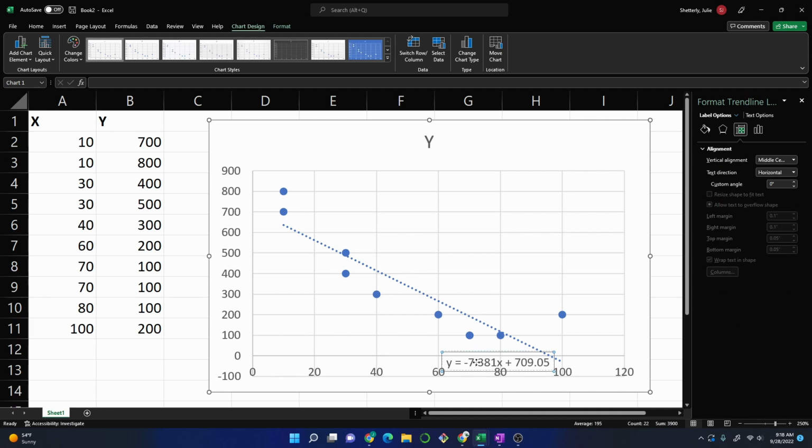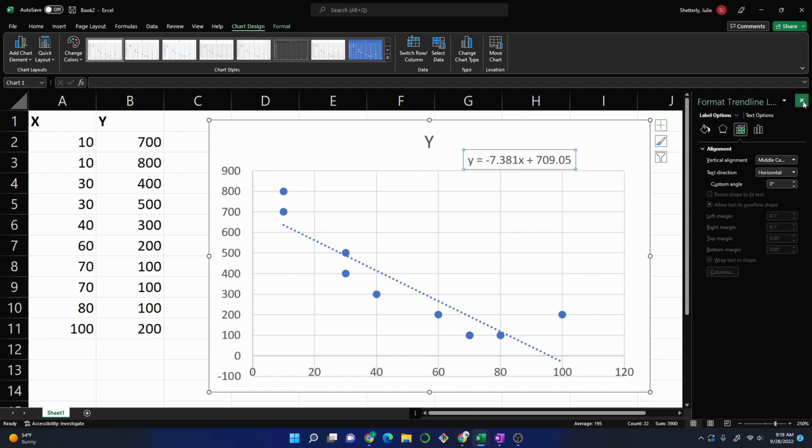So I'm going to move this up a little bit higher so we can see. Here is our true equation for our line of best fit. The mathematically correct one, that's not estimated. Negative 7.381 times x plus 709.05. This is the correct equation for the line of best fit. However, what we did on our worksheet, we drew it out by hand, so it's going to be slightly different since we were estimating.